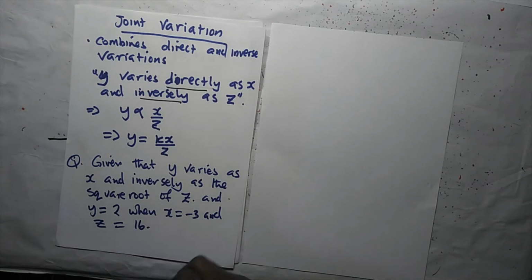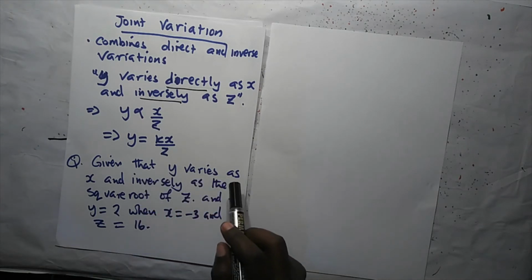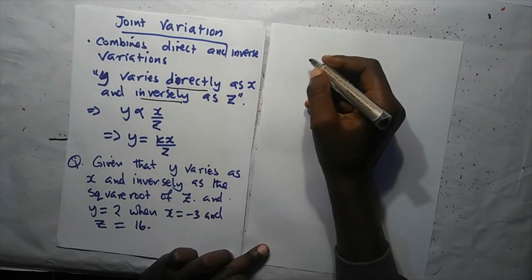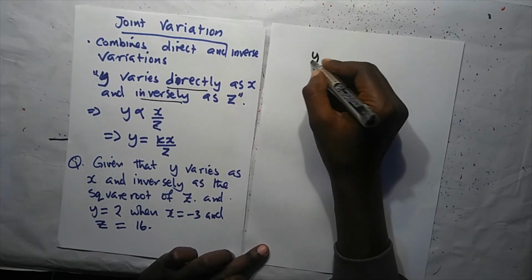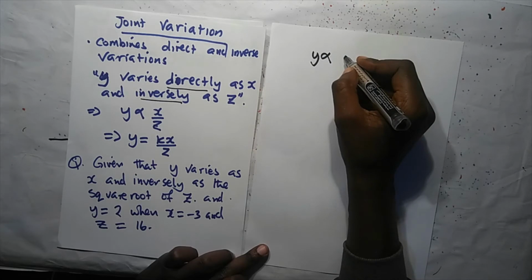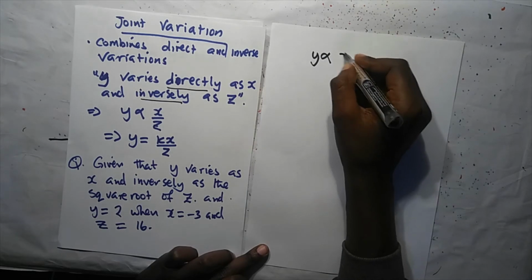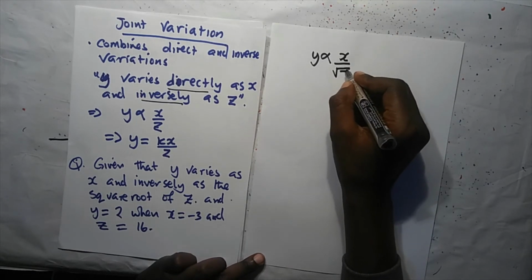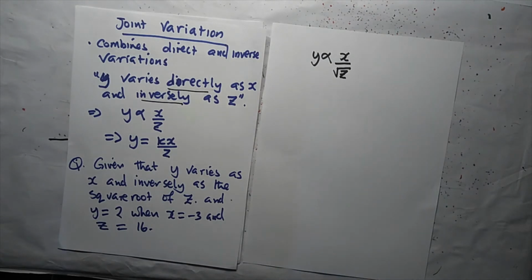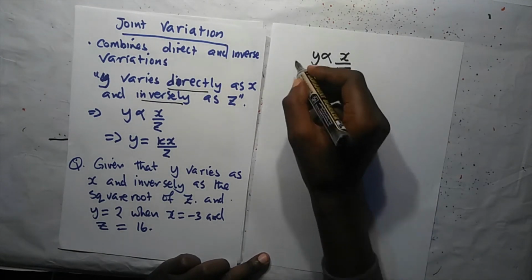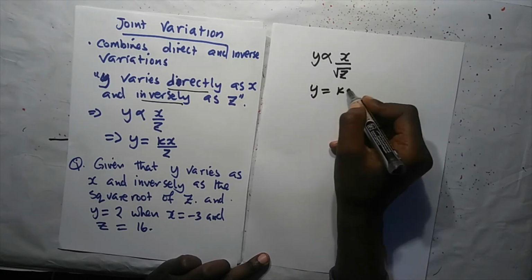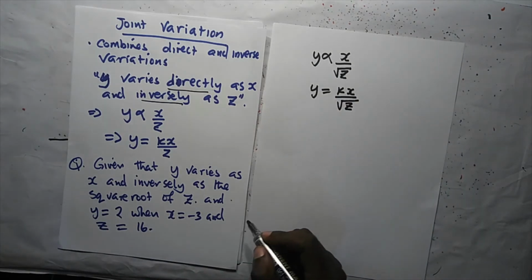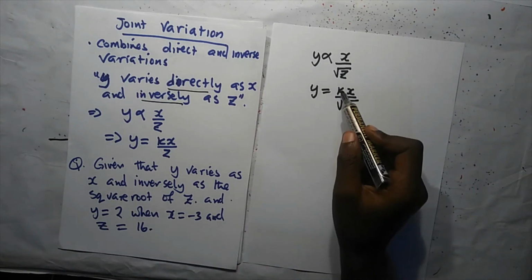So our question says, given that y varies directly as x and inversely as the square root of z, we'll write that statement: y varies directly as x and inversely as the square root of z. And so we introduce the constant of variation: y is equal to kx over the square root of z. The first step in any variation question is to find the value of the constant k.